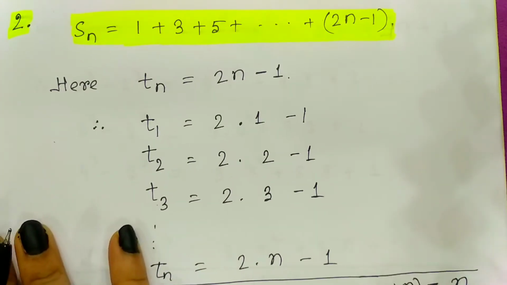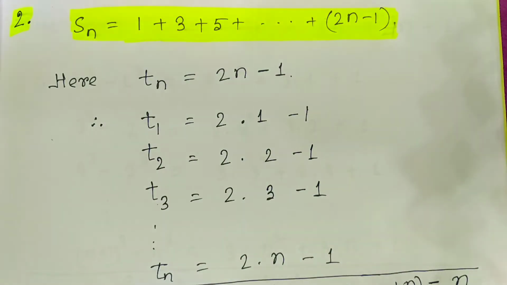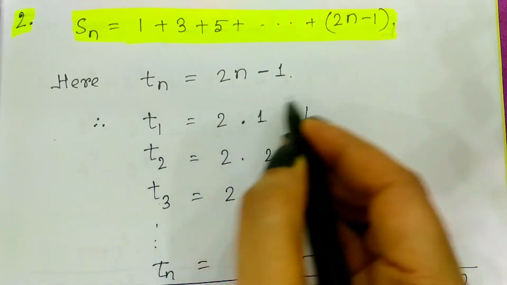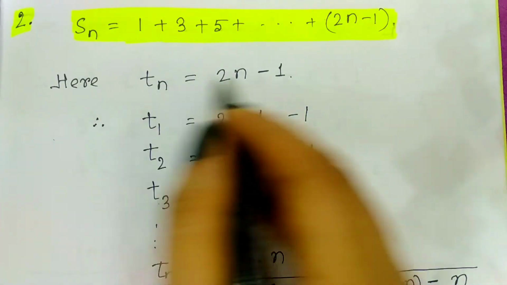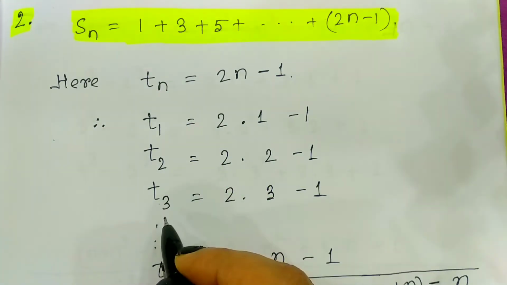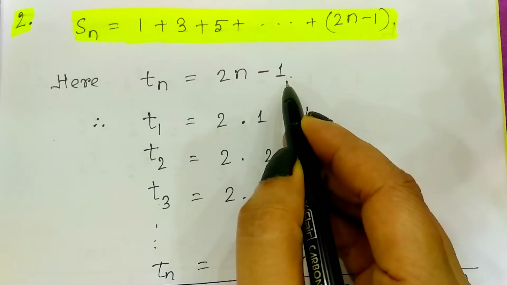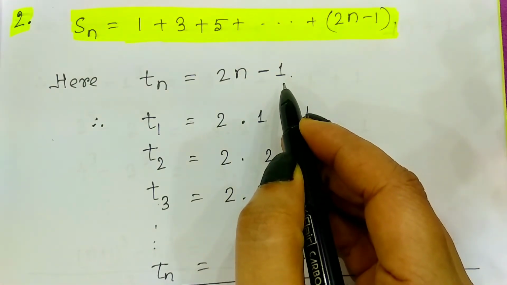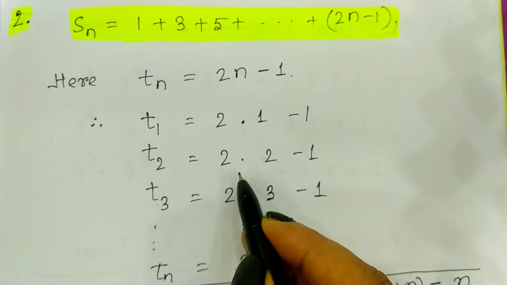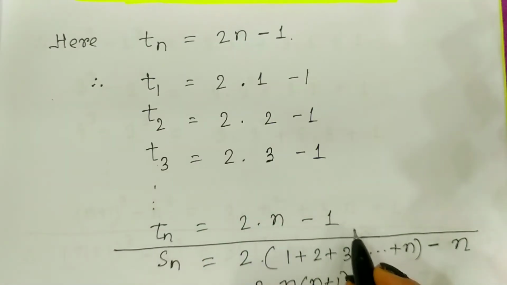So the next one is this one. In this series, we will find Tn is equal to 2n minus 1. Now what will we do? At first our target is to find Tn for any given series. After that, if we substitute n for 1, 2, 3, we will find the corresponding values. As it is 2n minus 1, when we substitute n equals 1, we write 2 into 1 minus 1. When n is equal to 2, we find 2 into 2 minus 1. In this way, up to Tn we will find all those.